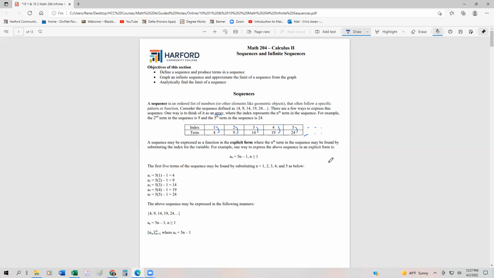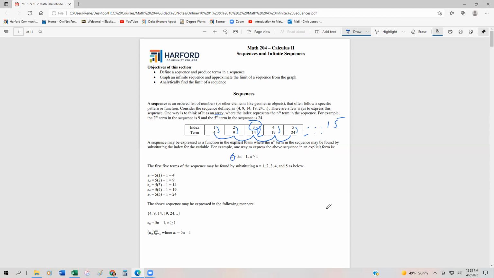One way to express a sequence is in its explicit form, where if we substitute a number like 3, we could get to 14 immediately. We wouldn't have to keep adding 5 and adding 5. For instance, if we want to figure out the 15th term in the sequence, we can represent n as the index. So n is the term within the sequence, and to get the value that holds the place of that index, we just substitute the values 1, 2, 3, 4, 5 back in for n, and that gives us the output.